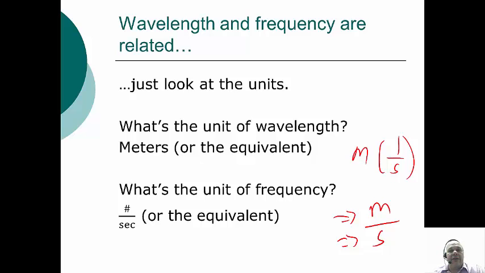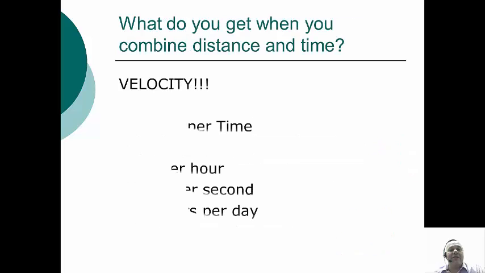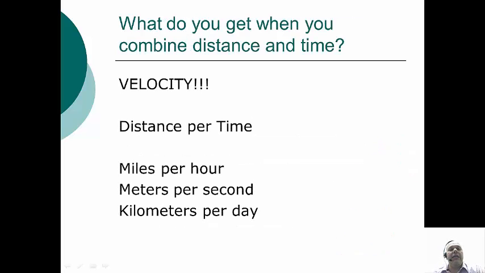And if you think back to physics, distance per time is a velocity or a speed. It's the distance traveled by the wave in a period of time. And again, any units for distance or units of time will work. Miles per hour, meters per second, kilometers per day. In SI units, again, the preferred unit would be meters per second, since meters is the SI unit of distance and seconds is the SI unit of time.